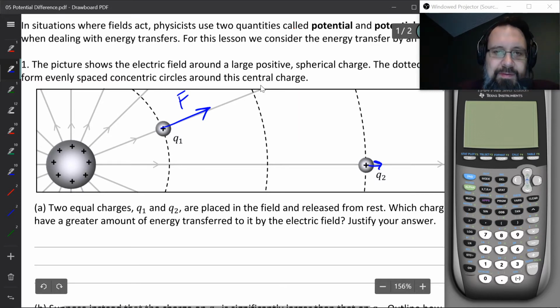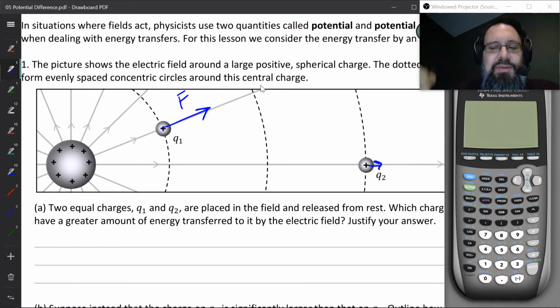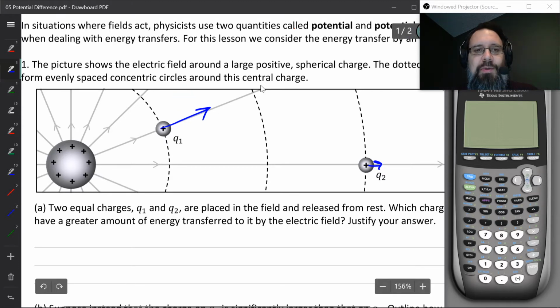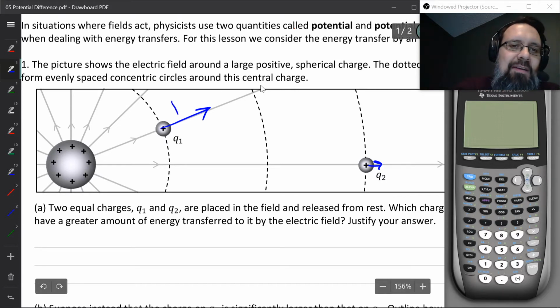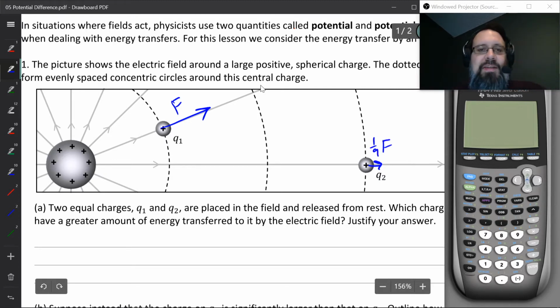In fact, I think from this diagram, it looks like Q2 is 3 times further away. So it should have 1/9 as much force because of that inverse square law. So 3 squared is 9, and so it's 1/9 since it's an inverse square. So if this was F, then this would be 1/9 F. I'll just leave that up there because it makes sense.